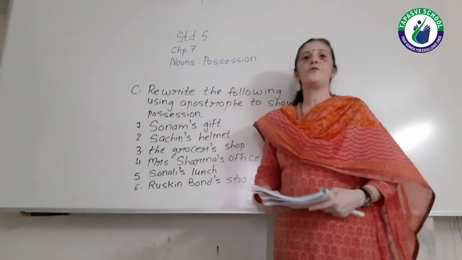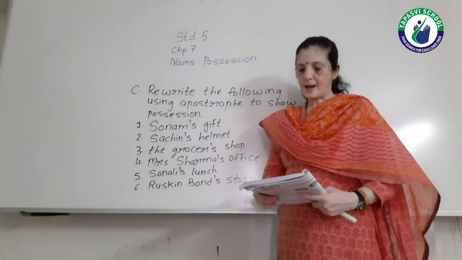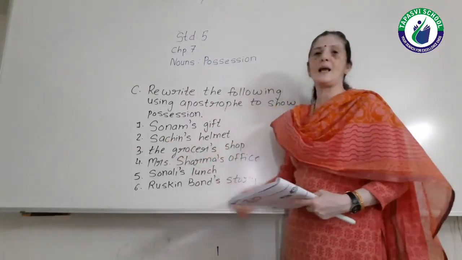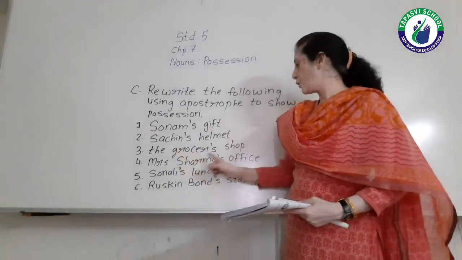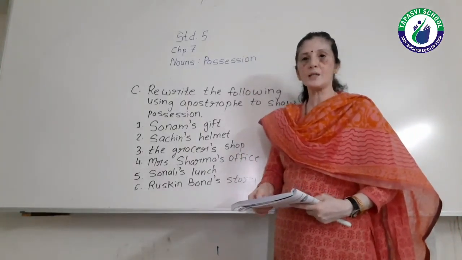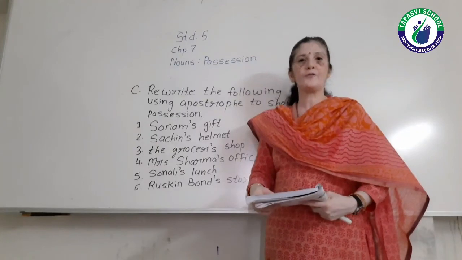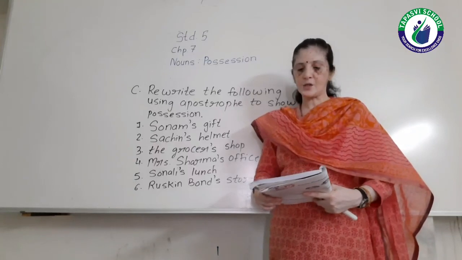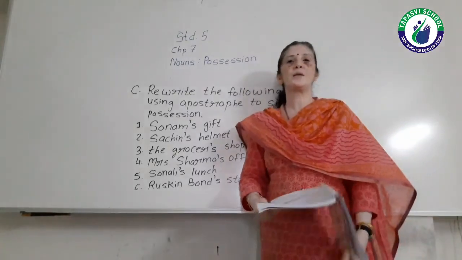Right? First one, the gift belonging to Sonam. Whose gift is it? Sonam's gift. Second one, the helmet belonging to Sachin. Whose helmet? Sachin's helmet. The shop belonging to the grocer. Whose shop? The grocer's shop. Fourth one, the office in which Mrs. Sharma works. Whose office? Mrs. Sharma's office. The lunch meant for Sonali. Whose lunch? Sonali's lunch. And the last one, the story written by Ruskin Bond. Ruskin Bond's story. Hope students you understand the chapter.